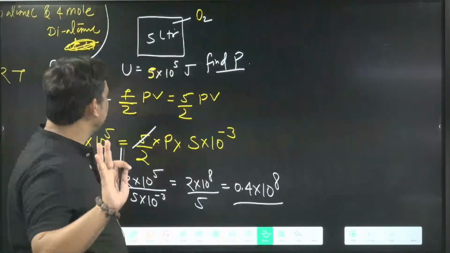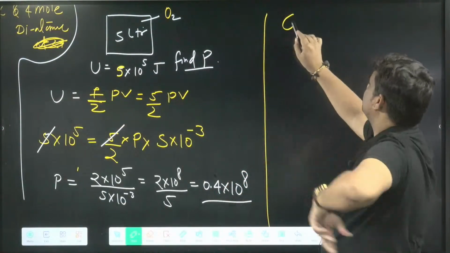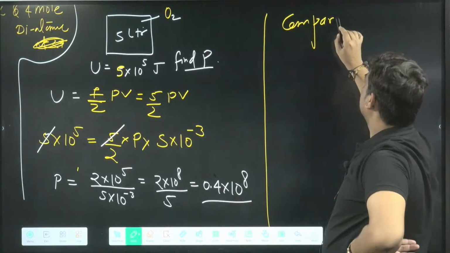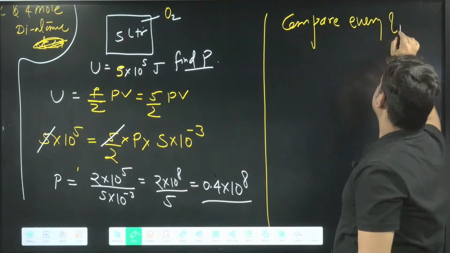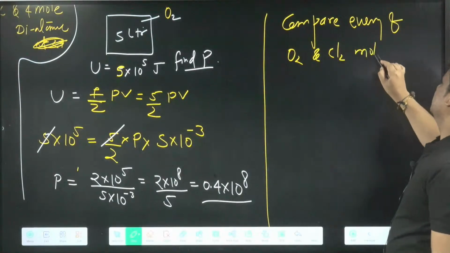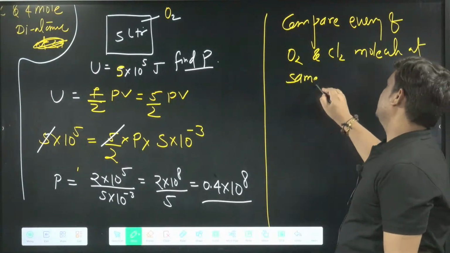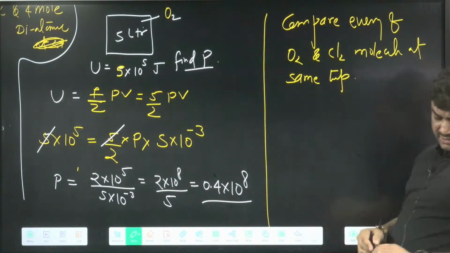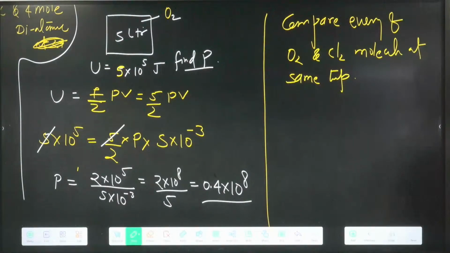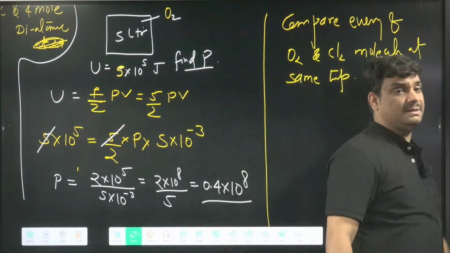In the energy topic, 3, 4, 5 questions are more than enough. Okay. So we'll write. They will say compare energy of O2 and Cl2 molecule at same temperature. Calculate energy of O2 and Cl2 molecule at the same temperature. Okay, so now we can see O2 and Cl2 molecule at the same temperature.